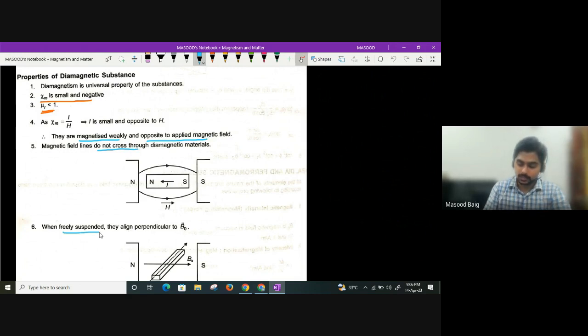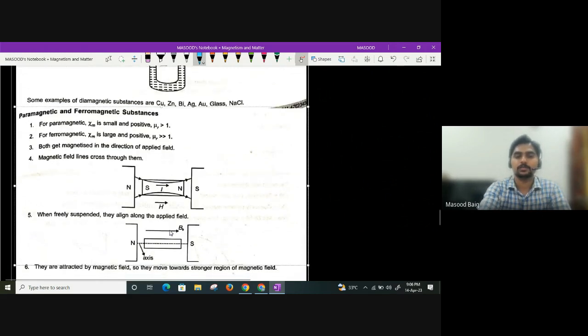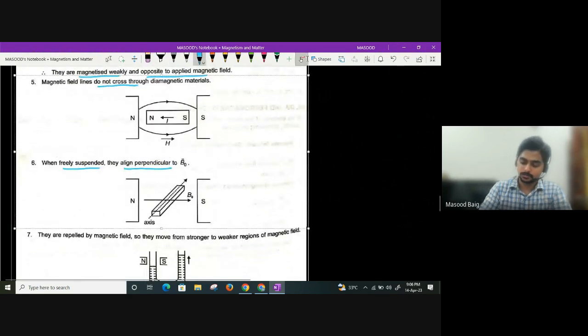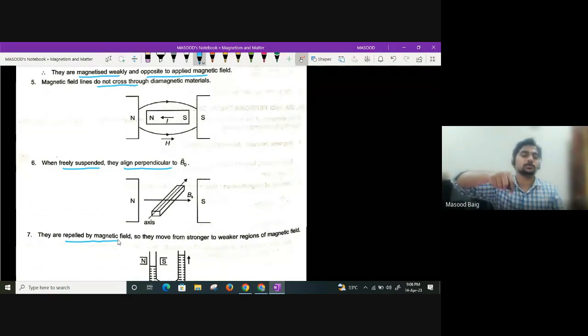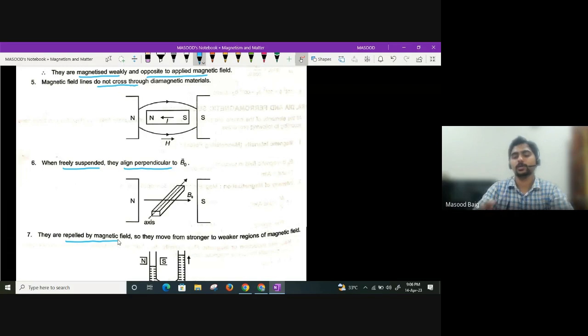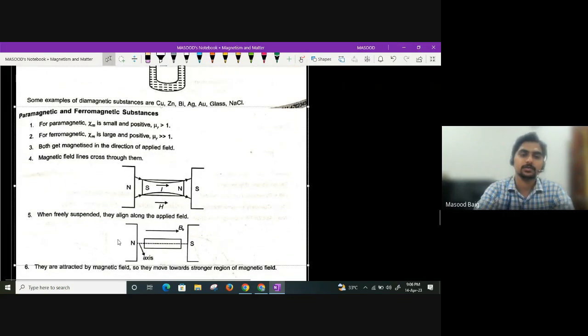Similarly, when freely suspended, it gets aligned perpendicularly, guys. In the same manner, they are repelled by the magnetic field. Is that clear? These five, six points you need to remember. Susceptibility small, negative, mu r value less than 1, magnetic lines of force do not cross through them, and whenever you suspend the magnet freely, it will point towards the north south direction, and they'll always be repelled by the magnetic field. Clear, everyone?